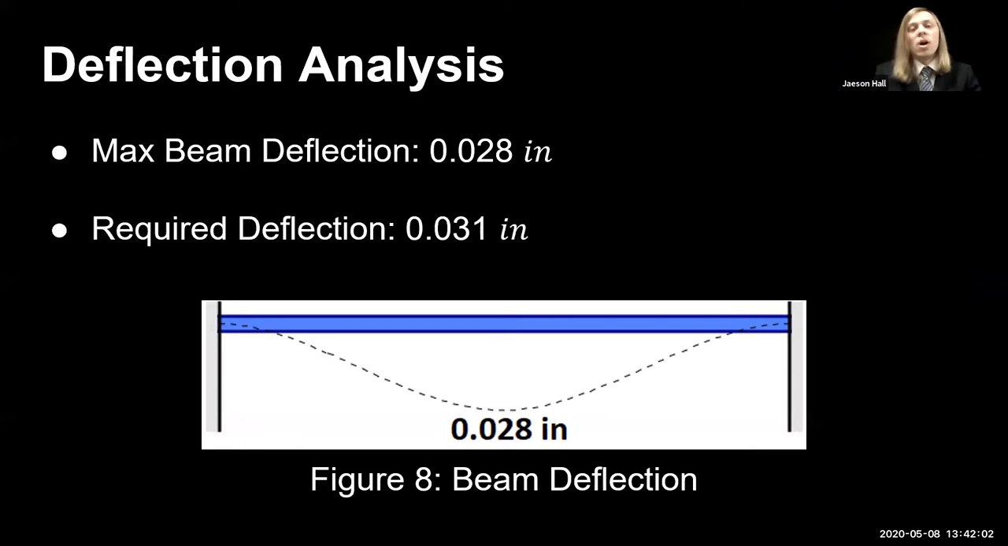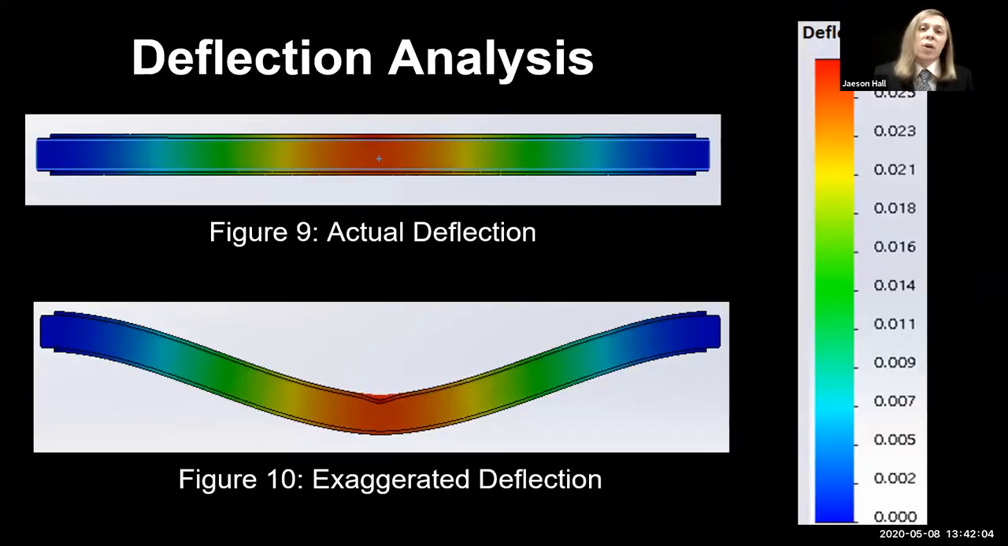And so to double check our hand calculations, we ran the same calculations in a computer software called SolidWorks. This software used a finite element analysis to solve for deflection. So here, figure 9 depicts that same central support beam under those same worst case loading scenarios. This is what that actual deflection would look like to the human eye. And figure 10 just shows an exaggerated picture of that deflection to show where on that beam we are getting the most deflection.